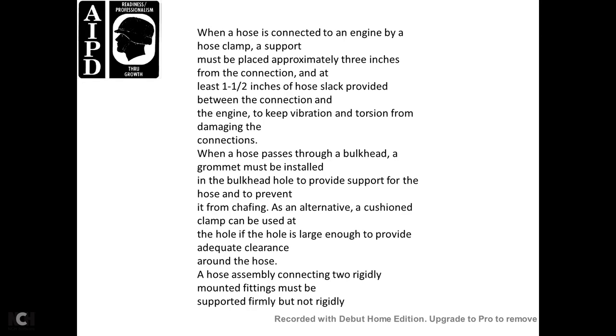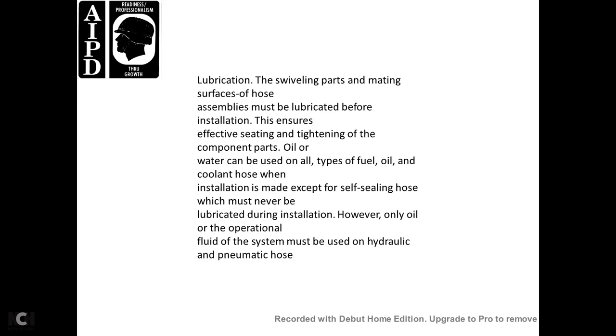When a hose passes through a bulkhead, a grommet must be installed in the bulkhead hole to provide support and prevent chafing. An alternative is a cushion clamp that can be used on the hole. The hole must be large enough to provide adequate clearance around the hose. A hose assembly connecting two rigidly mounted fittings must be supported firmly but not rigidly.